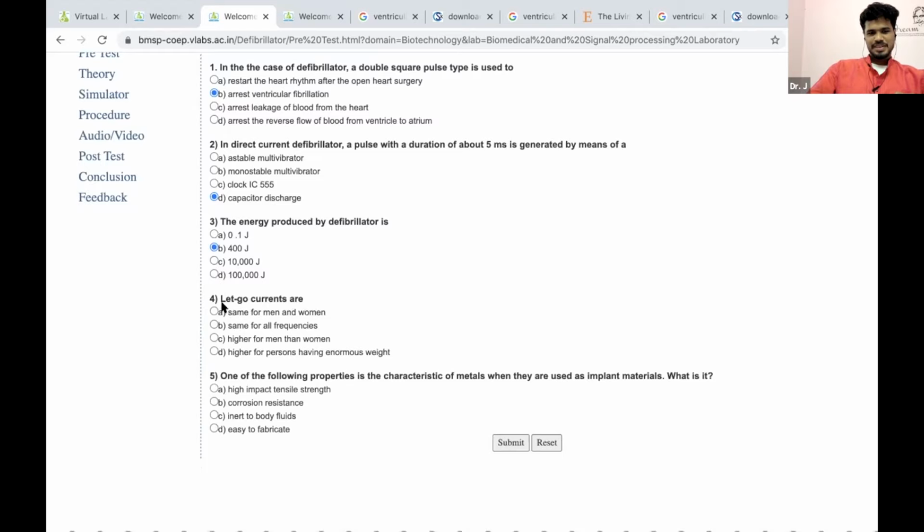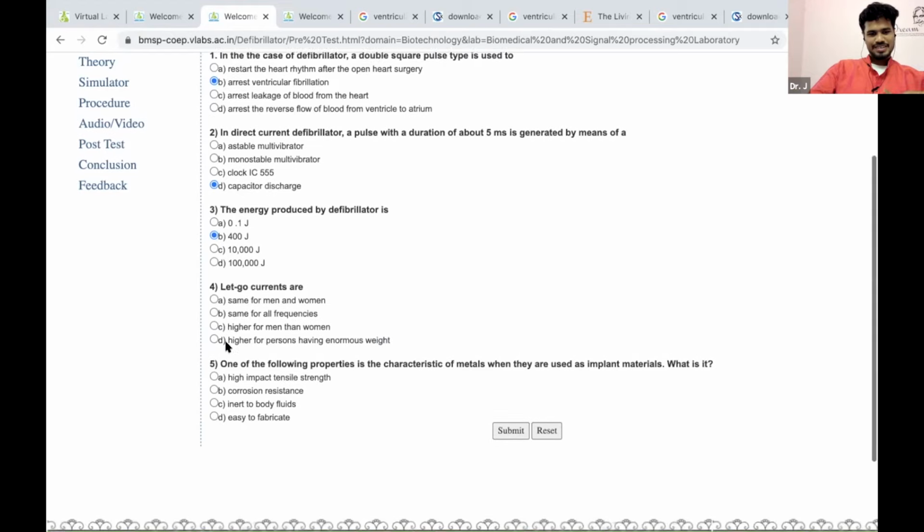Let go current is when you're holding a live wire with both of your hands. There is a certain threshold beyond which your muscles are not under your control. Your muscles are under the current's control. So even if you want to remove your finger, you cannot do that. That is known as the let go current. It varies from men to women, it varies with frequencies, and it also depends on weight. So in fact, all these answers are correct. It's actually a poor question, so let's not choose that.